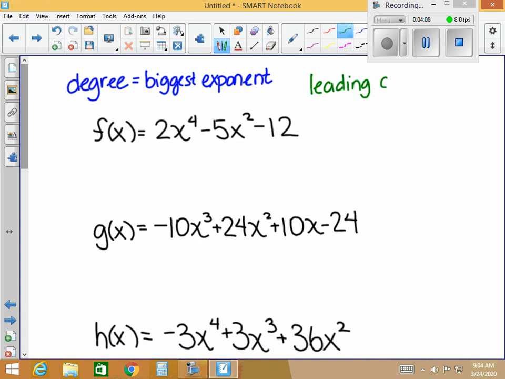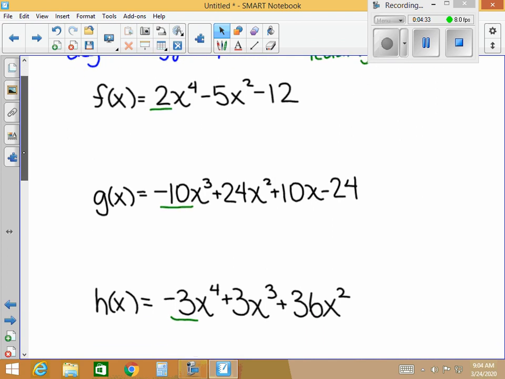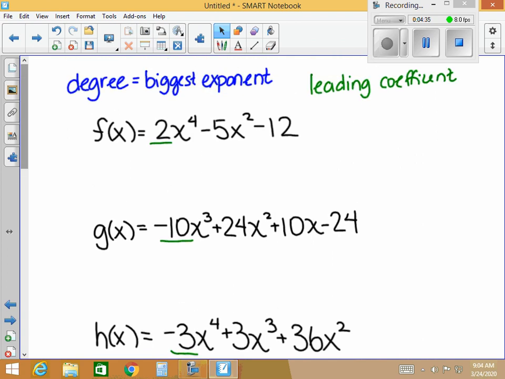The leading coefficient is, if we have our polynomial written in order of descending powers, so from biggest power of x to smallest power of x, the leading coefficient is the number that's out in front. Okay, the coefficient that's out in front of our variable x. With the degree, the biggest exponent, what we are worried about there is whether that exponent is an even number or an odd number.